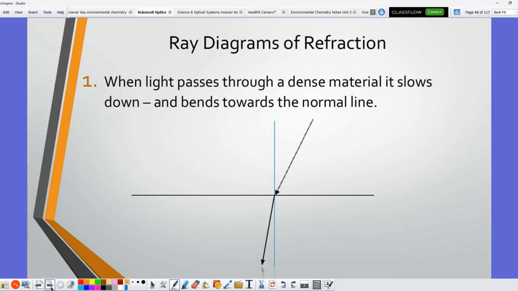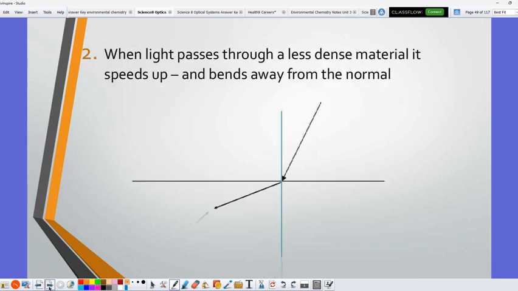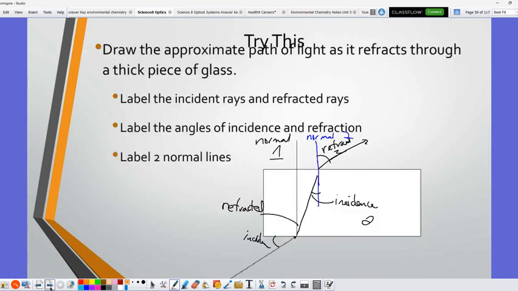And so there's a ray diagram of refraction, and you can see the incident rays coming here, and there are your refracted rays, so there's the border between your two substances. And so when light passes through a less dense material, it speeds up, it bends away from the normal. And once again, it's the same diagram as it was before.